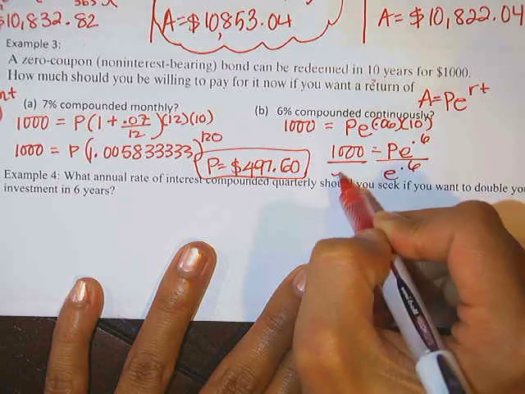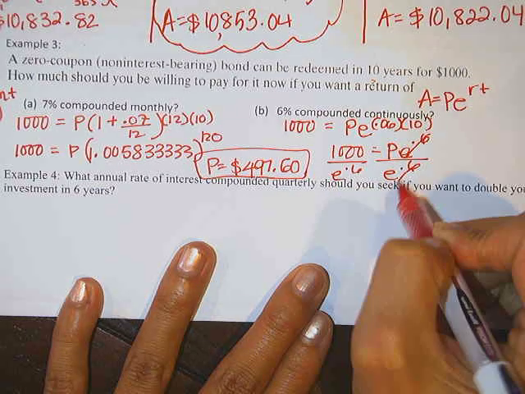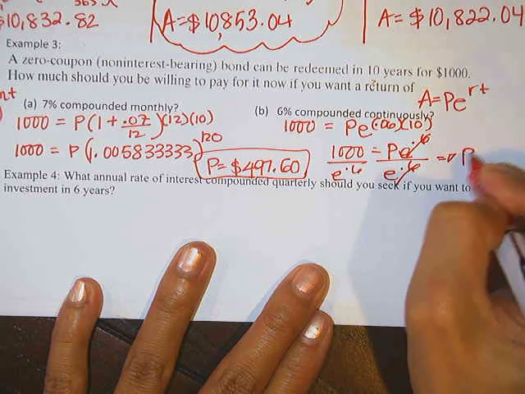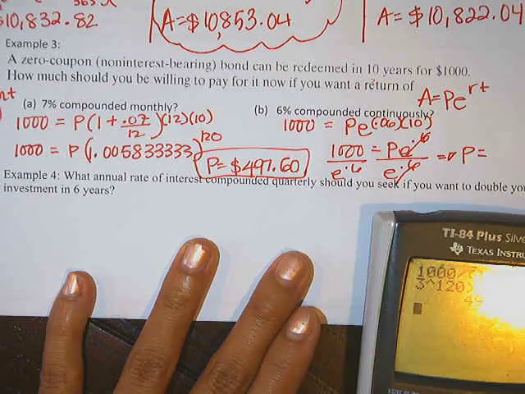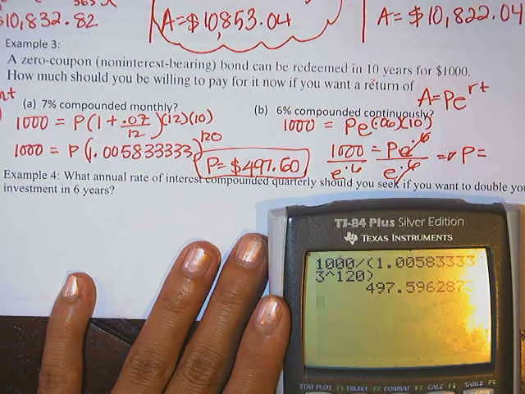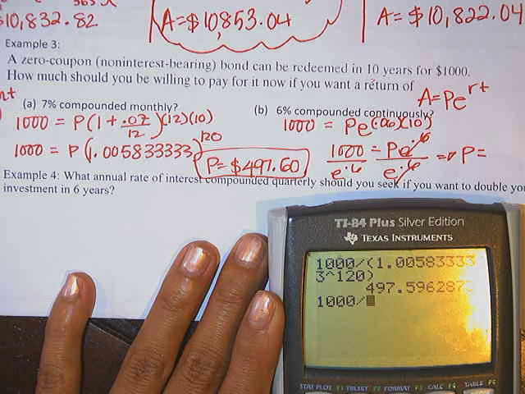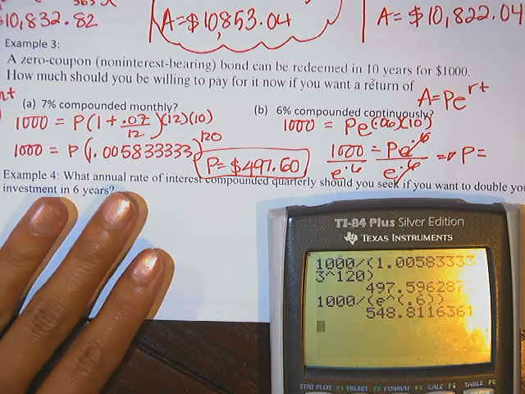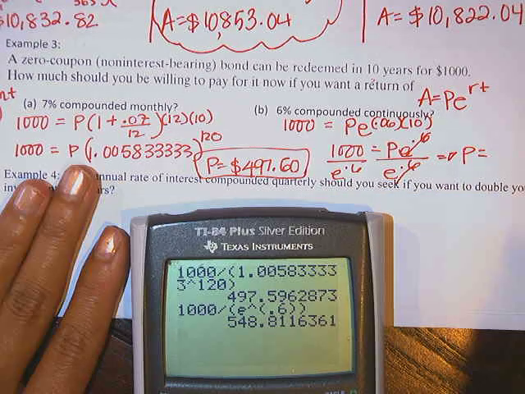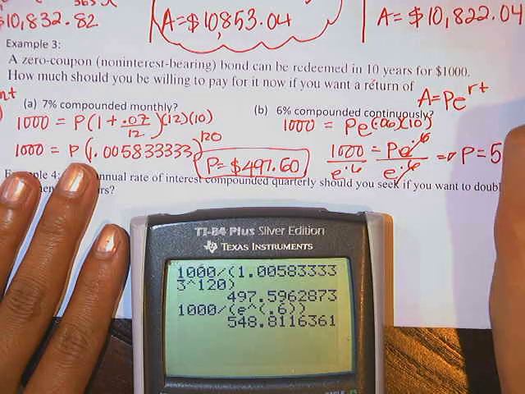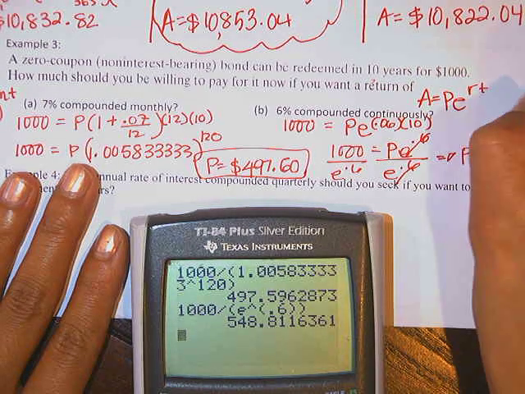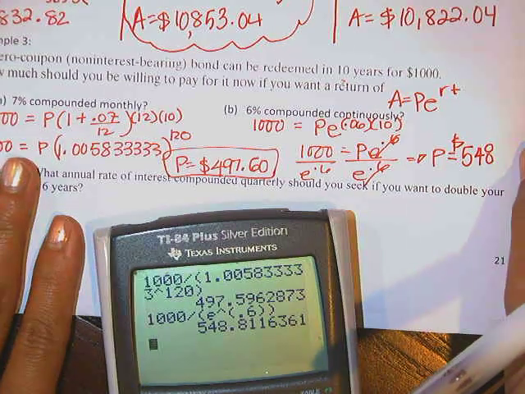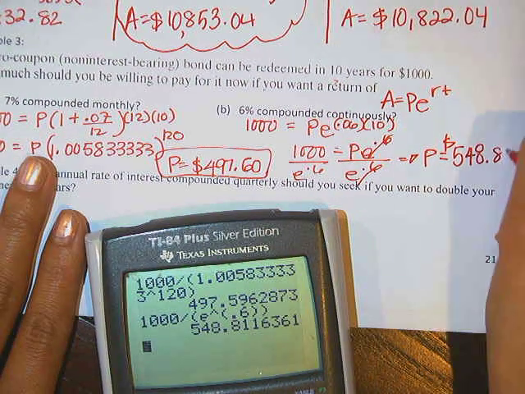Divide both sides by e to the 0.6. Again, I don't want you to round until the end. So P comes out to be, so what is 1,000 divided by, open parentheses, second e to the 0.6, close it twice: $548 and 81 cents.